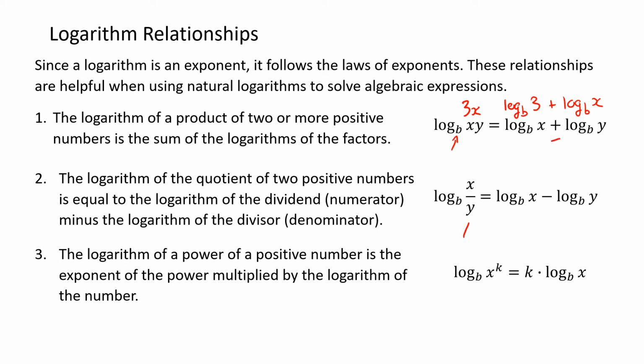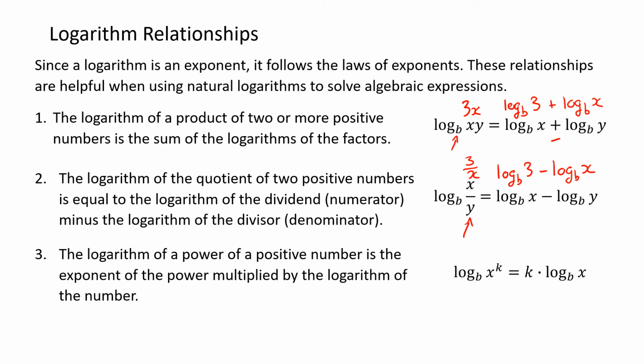If they are divided, then you have to subtract one from the other, making sure the one in the denominator is subtracted from the one in the numerator. It doesn't work backwards; you'll get the opposite solution. So if we worked the same way and we had 3 over x, it would be the log base b of 3 minus the log base b of x. So the same thing, just subtracted.